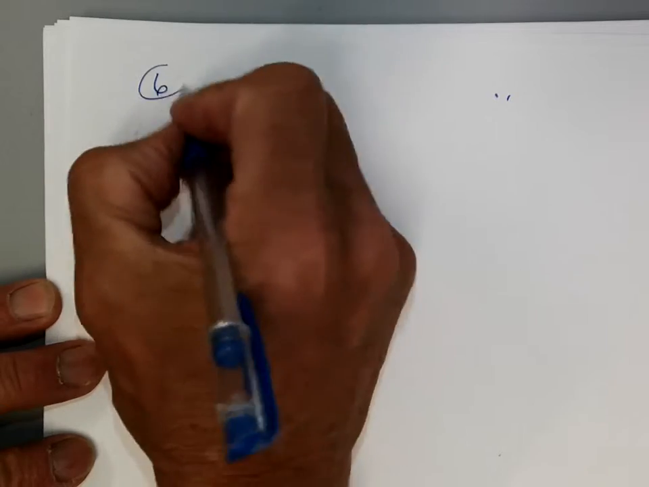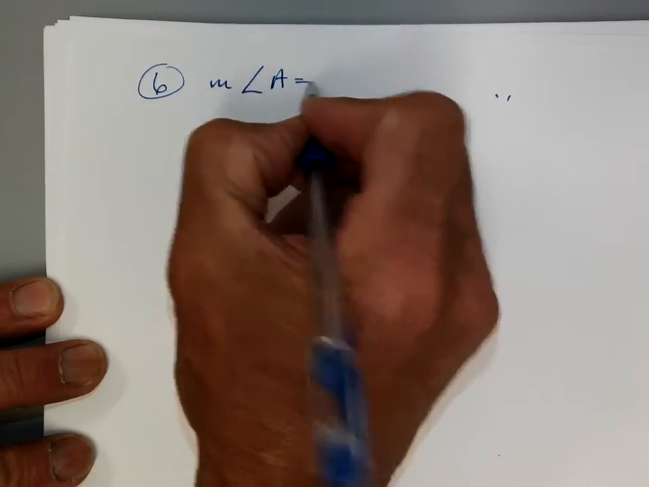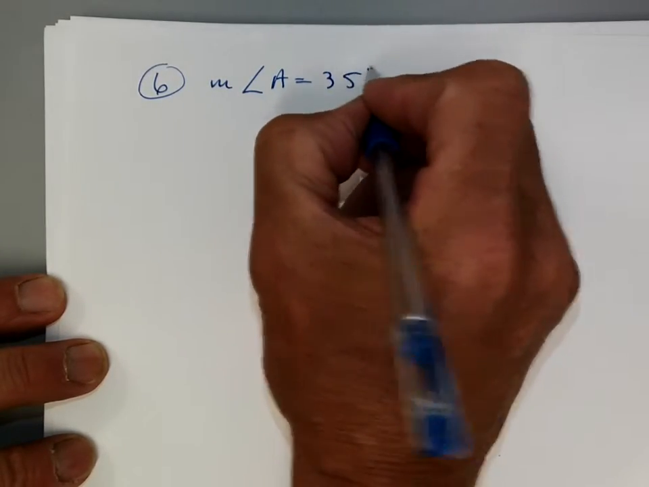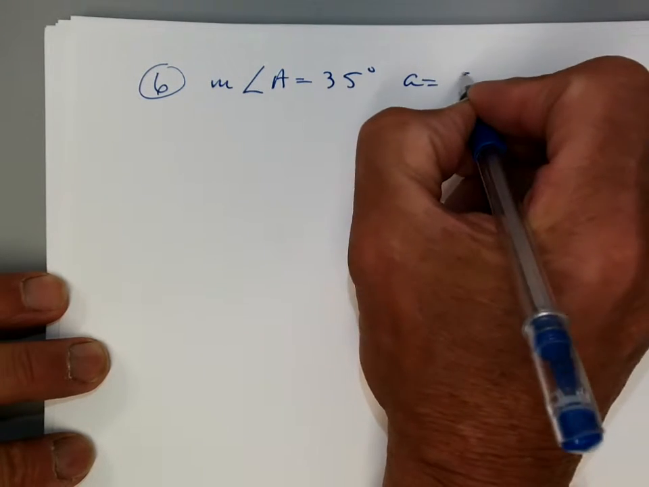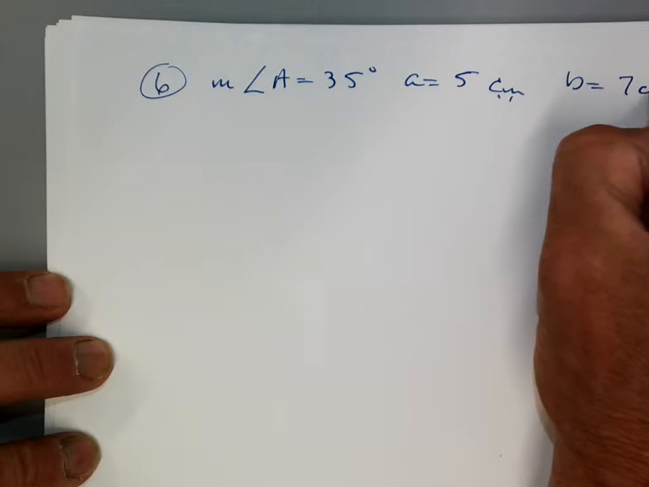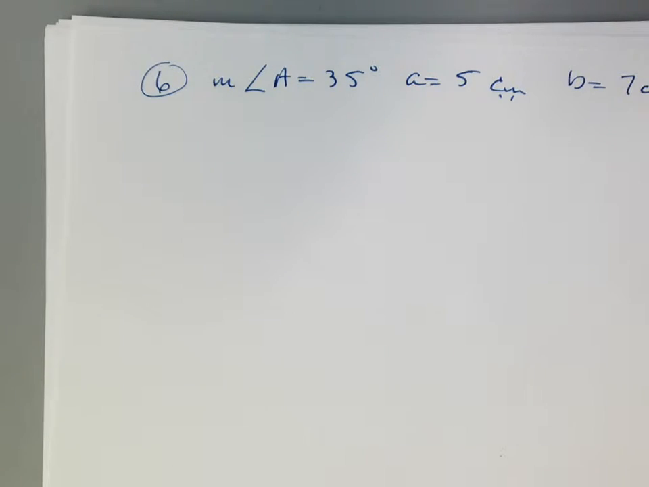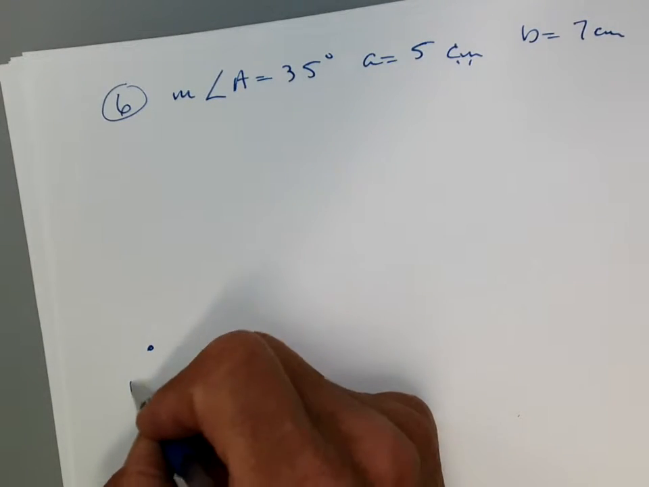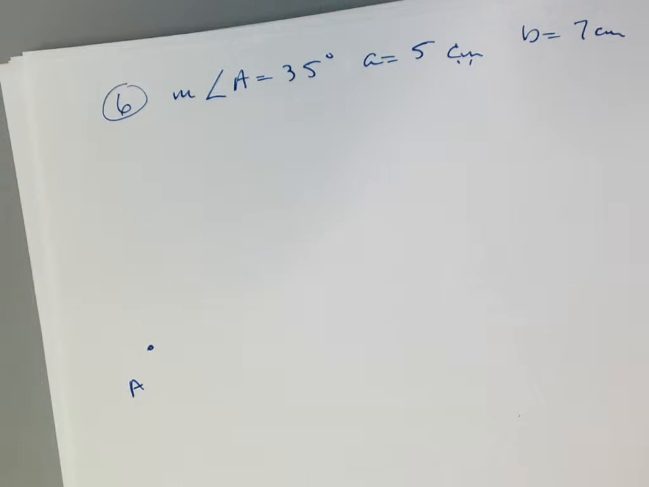So, first of all, the way I'd start this is angle A. So, let me write down what I know. On 6, measure of angle A is equal to 35 degrees. I have little a is 5 centimeters, and little b is 7 centimeters. Okay, so I'm going to draw it. So when I draw this, first thing I'll do is start with angle A. I'm just going to put a dot, call it A, and that will become angle A when I construct it.